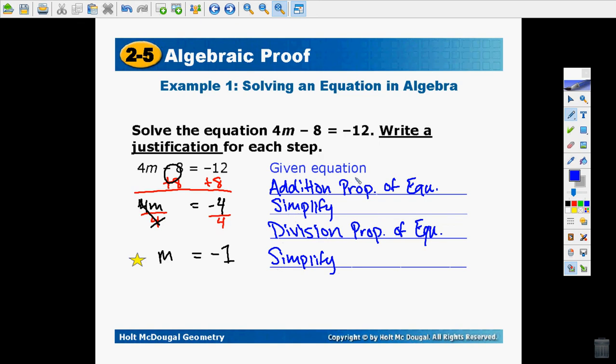Okay, so we've just filled in our first proof, justifying each step. We're making an argument on why we can add 8 to both sides. What still makes this equal? Addition property of equality.